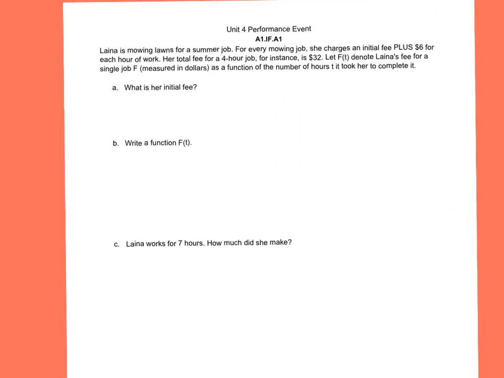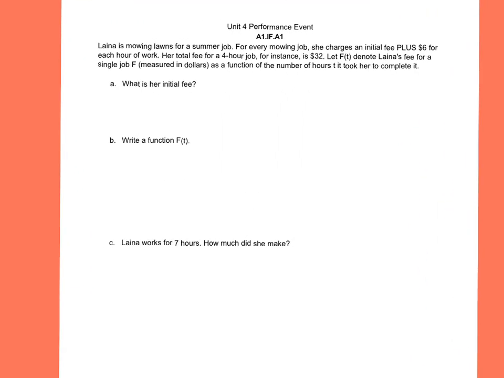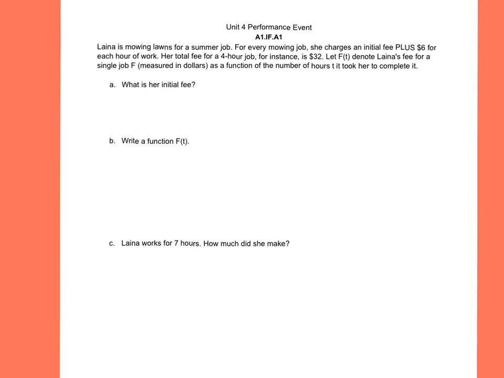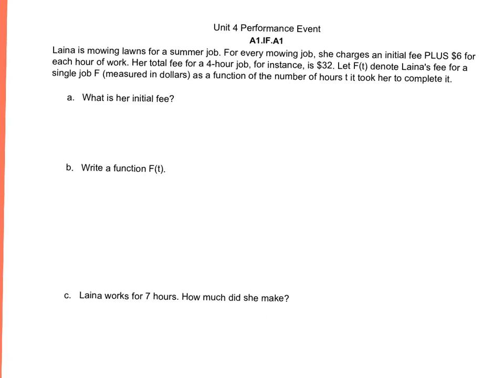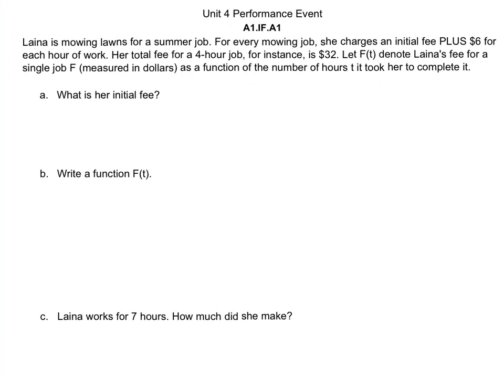Okay. Here we've got a word problem. It sounds a little more confusing than what it is. Lena is mowing lawns for a summer job. For every mowing job, she charges an initial fee plus $6 for each hour of work. Her total fee for a 4-hour job, for instance, is $32. Let f of t denote Lena's fee for a single job measured in dollars as a function of the number of hours it took her to complete it. Sounds confusing. I promise you it's really not that bad.